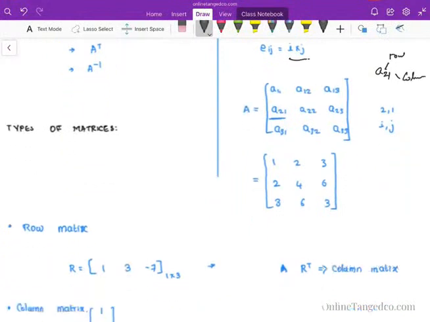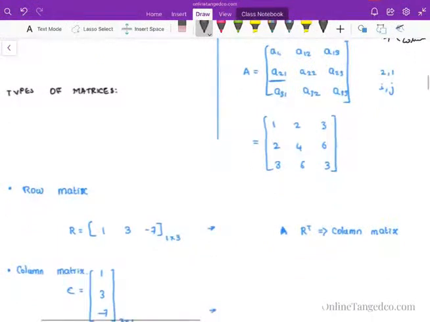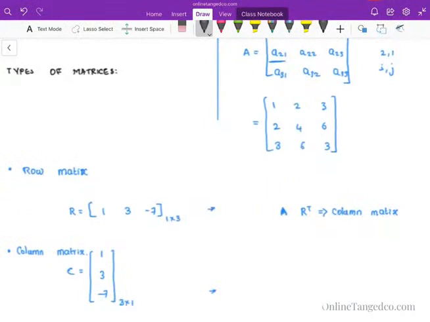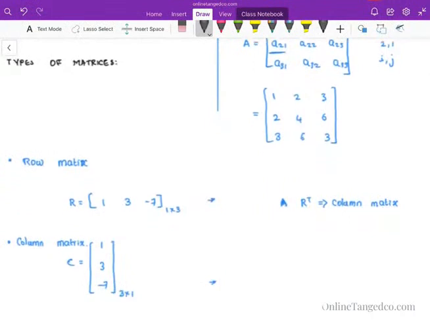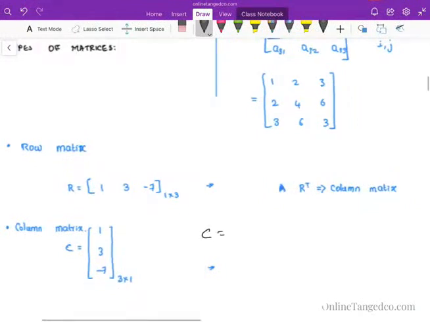Row matrices. A row matrix means it contains only one row. As mentioned here, R is equal to [1, 3, -7], which contains only one row, so this matrix is called a row matrix. The transpose of the row matrix, which contains only one column, is called a column matrix. So here C is the column with entries 1, 3, -7. A column matrix is one that contains only one column.